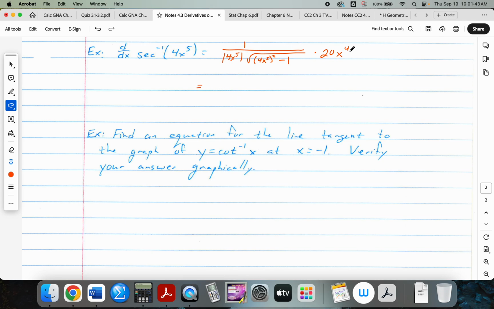Well, the 20x to the 4th is in the numerator, so I can divide the 4 into that, and that'll leave me a 5 in the numerator. In the denominator, I'm going to have the absolute value of x times the square root of, what'll that be, 16x to the 10th minus 1.